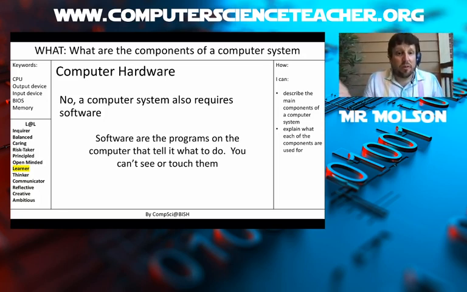Now the thing about software, of course, is you can't see or touch it. So it is different from the hardware because we can't see it and we can't touch it.